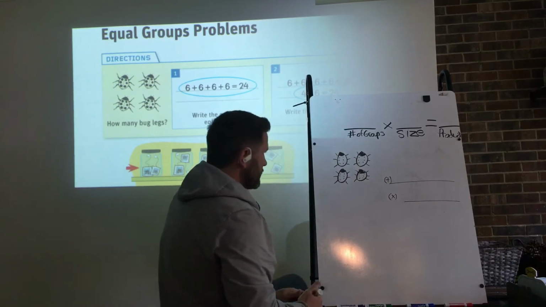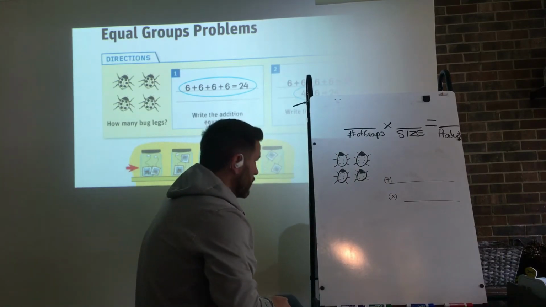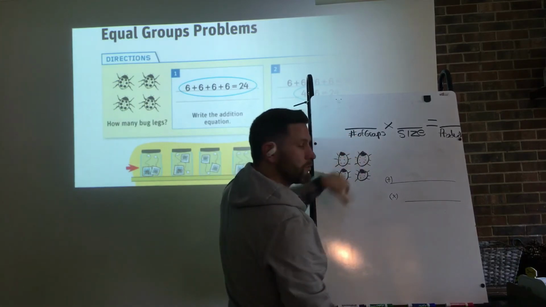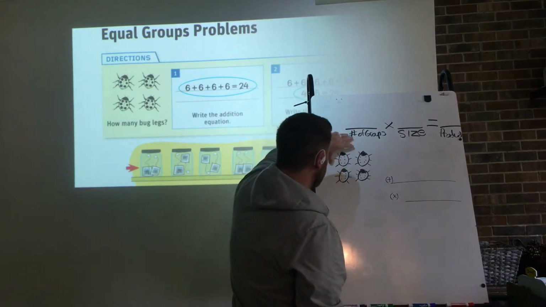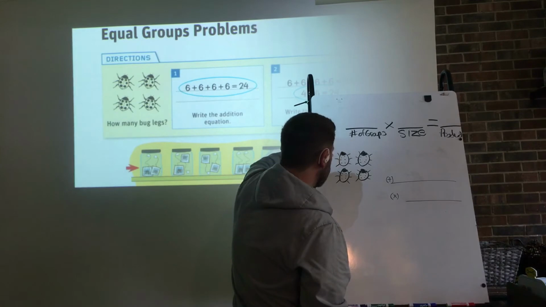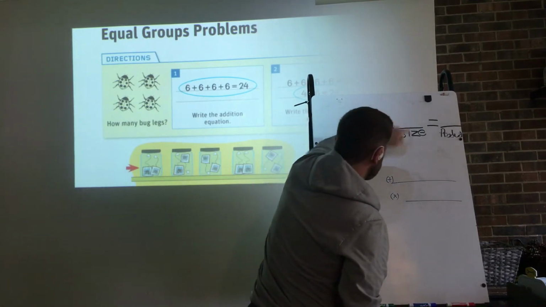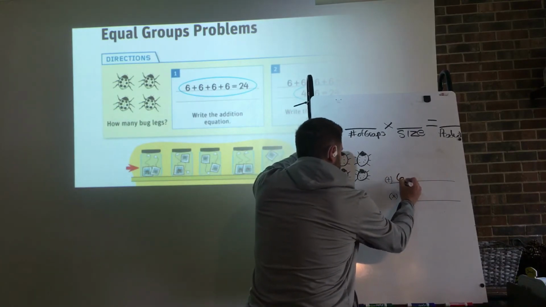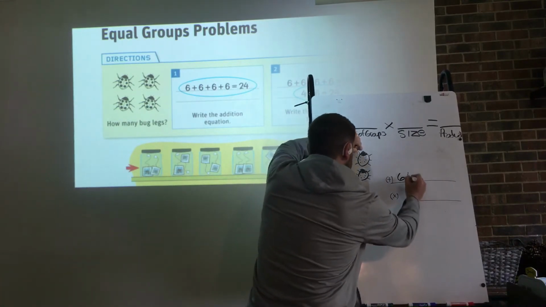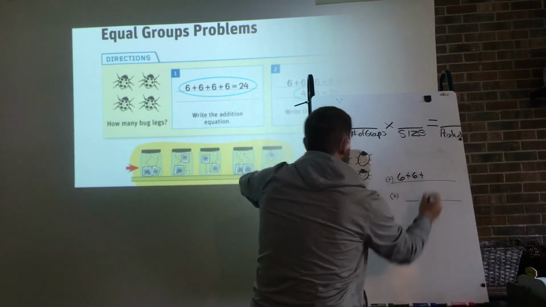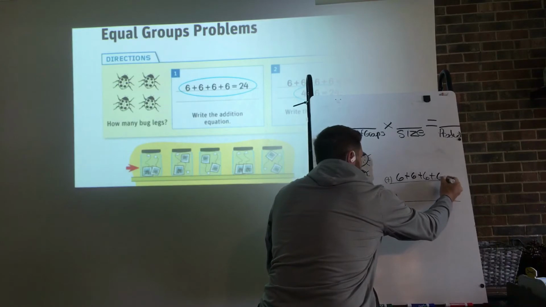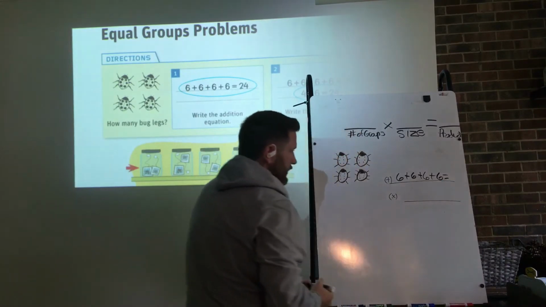So if I'm thinking how many bug legs are there, we're thinking about sets or groups. So there's 4 groups because there's 4 bugs. And then each group has 6. So we're looking at 4 groups and then 6 legs. So this first bug has 6 legs. This second bug has 6 legs. This third bug has 6 legs. And this fourth bug has 6 legs.